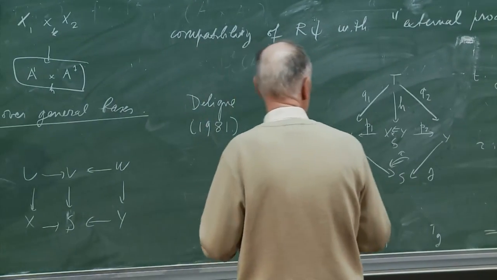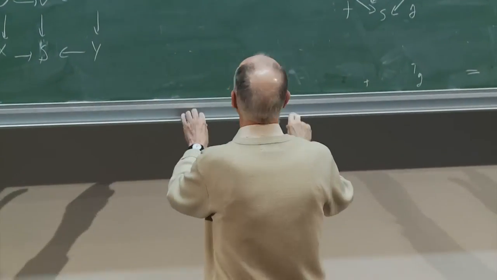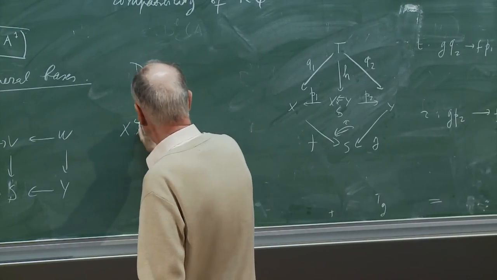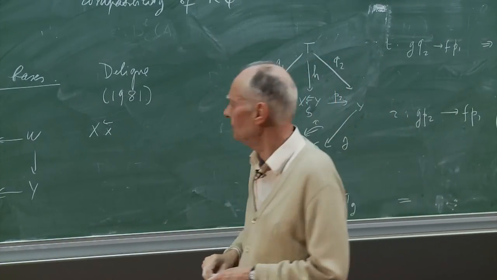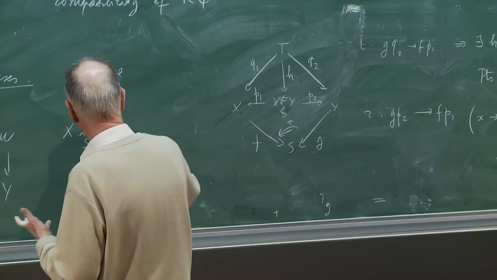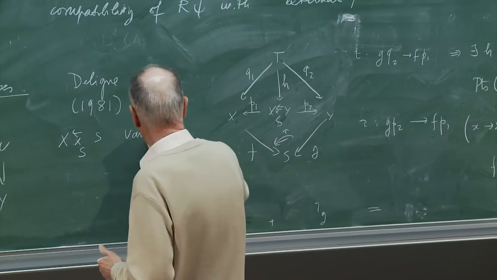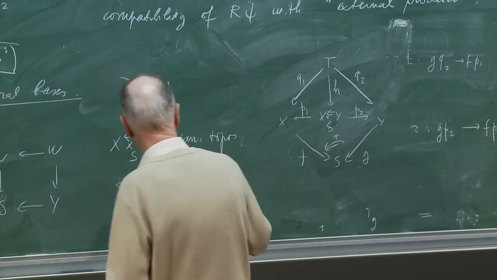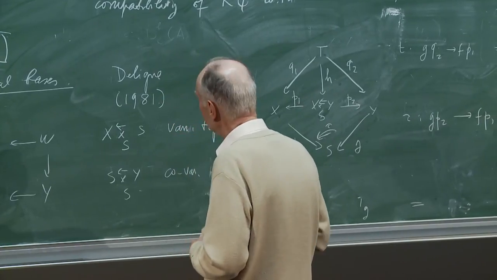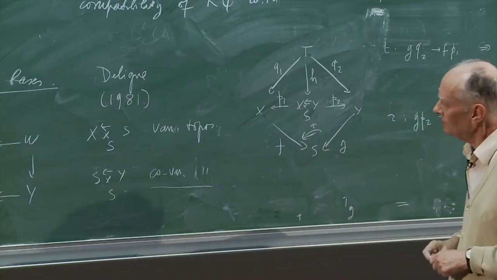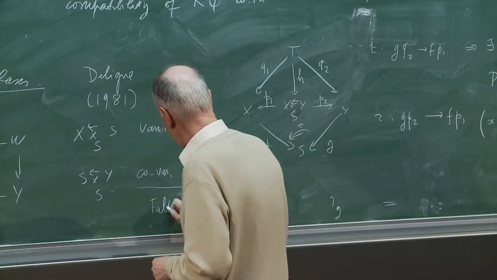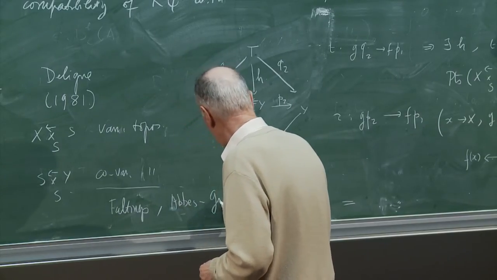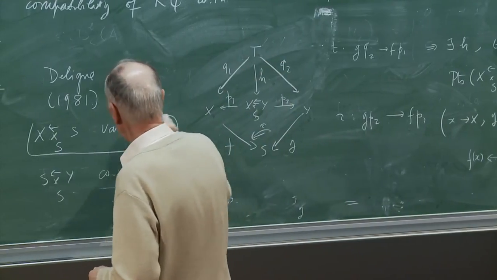There are two special instances of this oriented product which are of interest. The first one, which is the main object under consideration here, is the vanishing topos, where you take Y to be S and G the identity. And another one is S cross S Y, the co-vanishing topos. This in fact appeared first in some work of Faltings, and later was studied by Abbes and Gros in their work on Simpson's correspondence. But are we both interested in this?